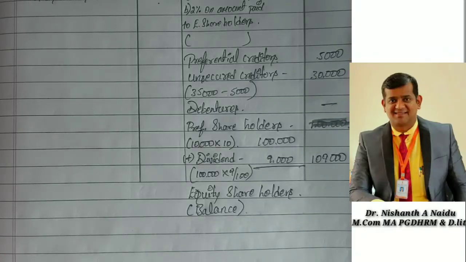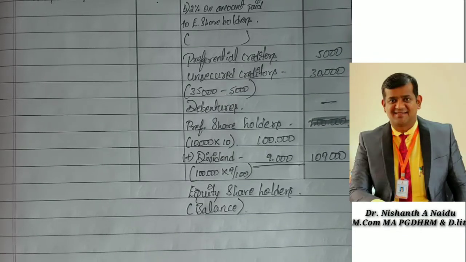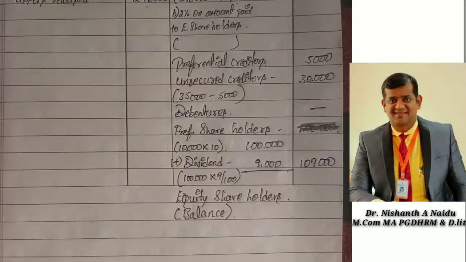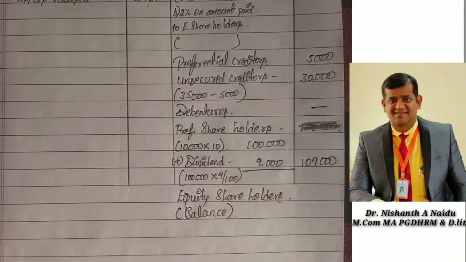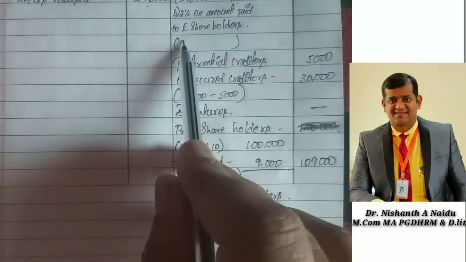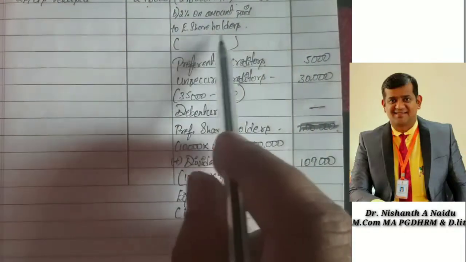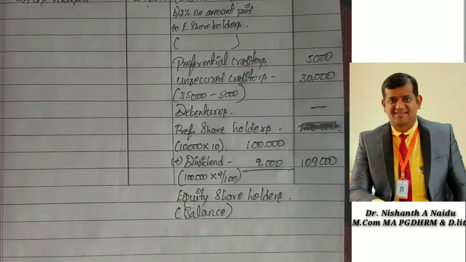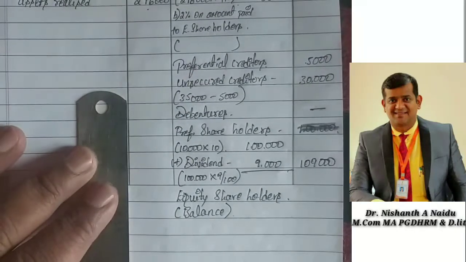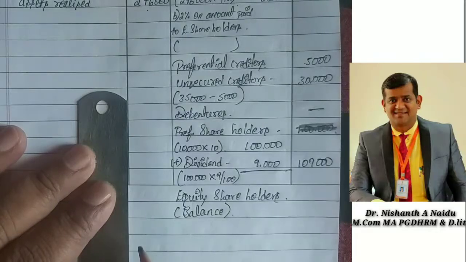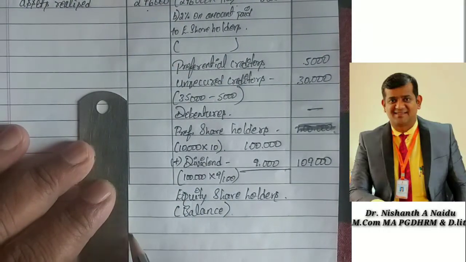Okay. So now we have to identify what balance is left, which we are going to give to the equity shareholders. And one more point: we have not yet calculated 2% on the amount paid to equity shareholders. That is also left. So I'll close this table first, then we'll start the working note for the same.